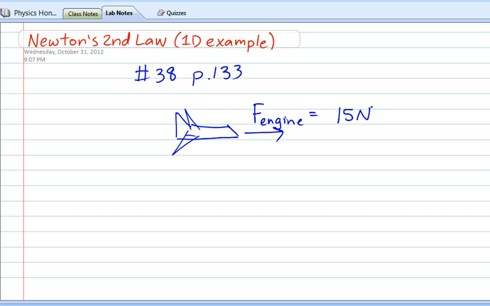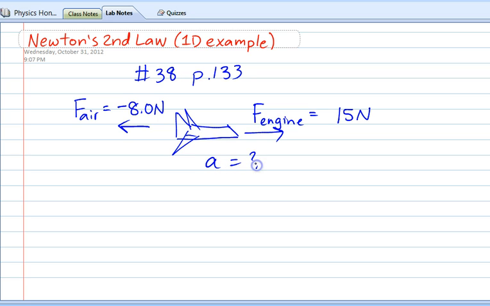And the air exerts an 8 Newton force, so call this F air, and that's going to be 8 newtons. And that's going the opposite direction, so we may as well put a negative sign on that. And we want to know the magnitude of the acceleration of the plane.